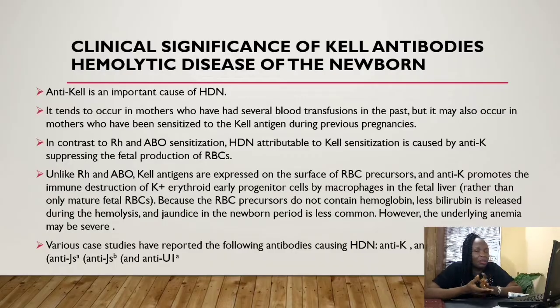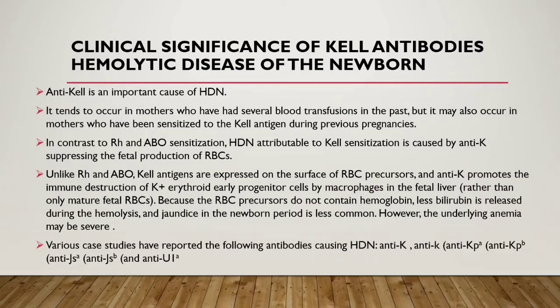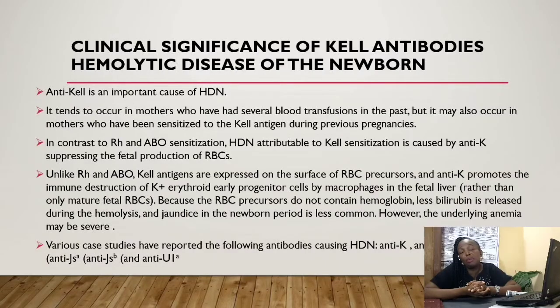There are antibodies that have been implicated in this hemolytic disease of the newborn: anti-K, anti-k, anti-Kpa, anti-Jsa and Jsb, and anti-Ula. The chief among them is anti-K. Remember we said they are immune antibodies, they are IgG antibodies, and they are capable of crossing the placenta once formed to harm the unborn child.